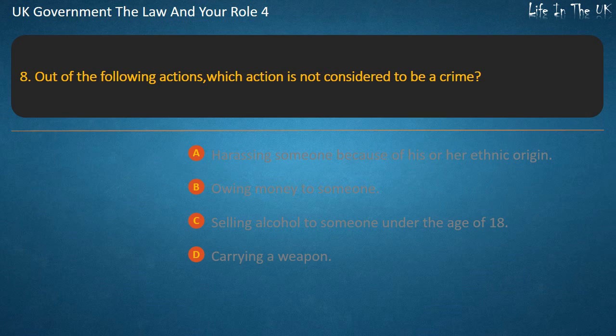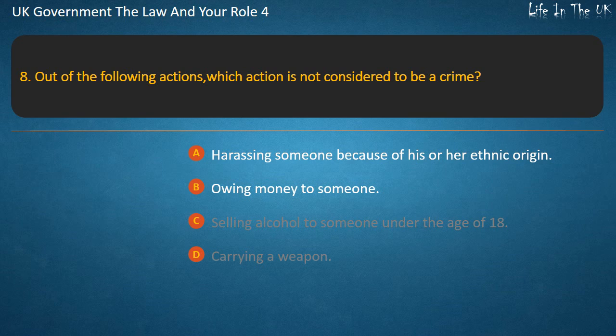Question 8. Out of the following actions, which action is not considered to be a crime? Harassing someone because of his or her ethnic origin. Owing money to someone. Selling alcohol to someone under the age of 18. Carrying a weapon. Answer. Owing money to someone.